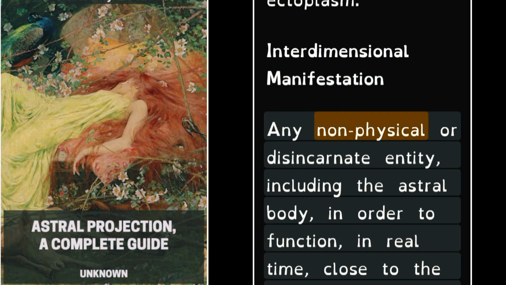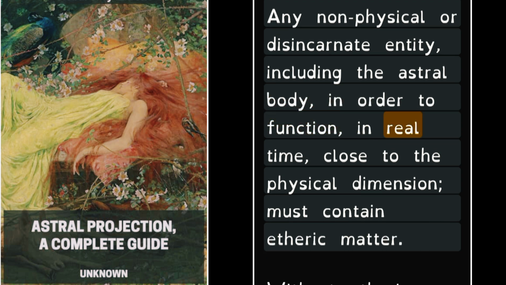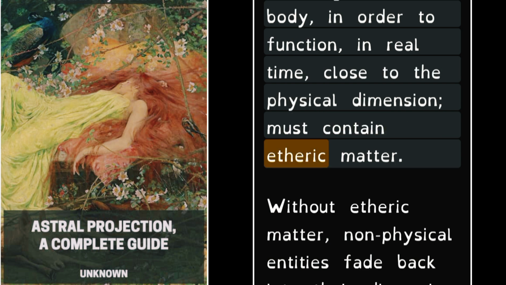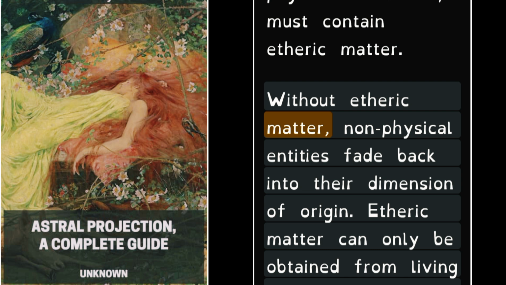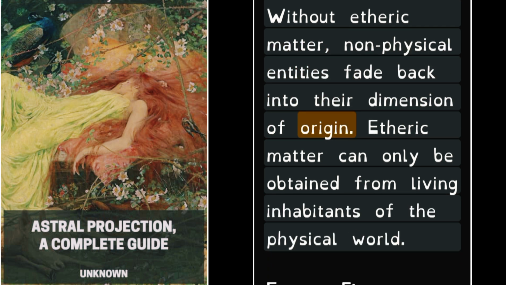Interdimensional manifestation. Any non-physical or disincarnate entity, including the astral body, in order to function in real time, close to the physical dimension, must contain etheric matter. Without etheric matter, non-physical entities fade back into their dimension of origin.